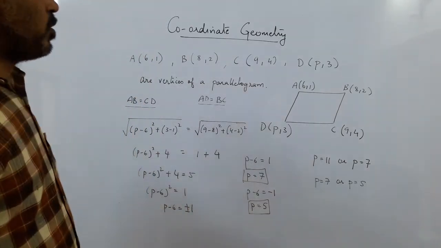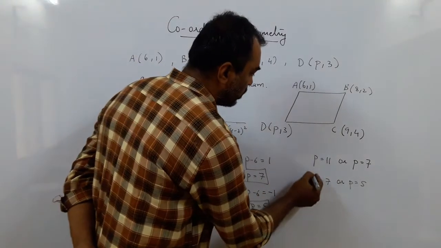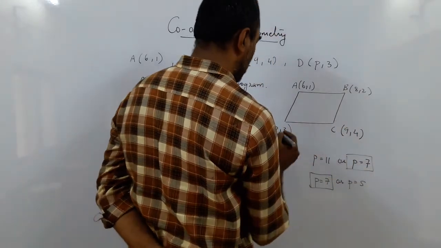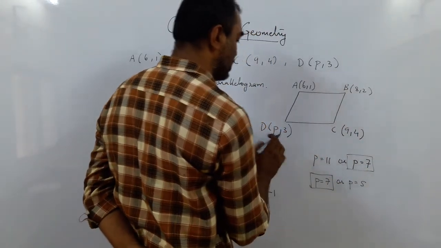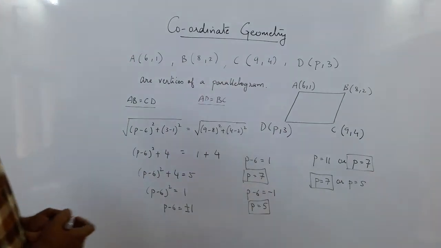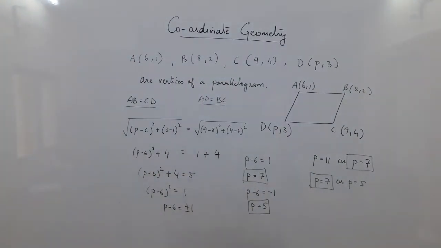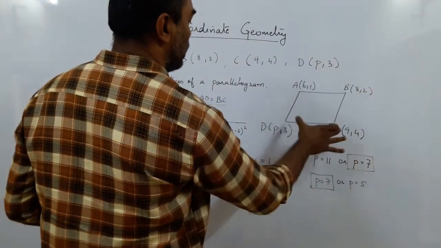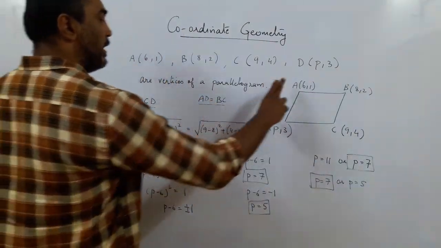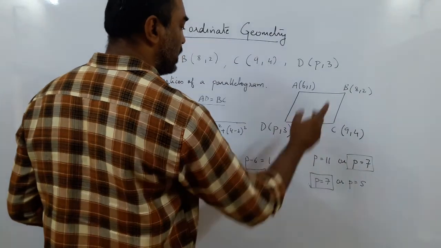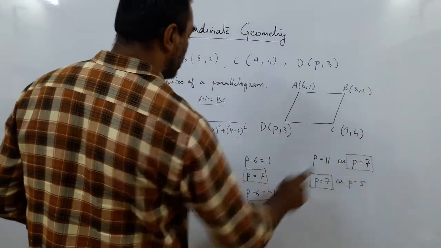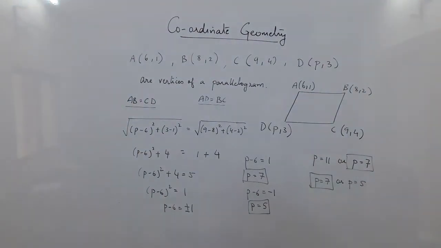So what is the condition common for both? The common value for both is P equal to 7. So my answer is P is equal to 7. So you can see what I did here. I used the distance formula. I checked AB equal to CD as the first condition, and AD equal to BC as the second condition. In both the conditions I was getting two values, but only one value is common. So the answer is P is equal to 7.